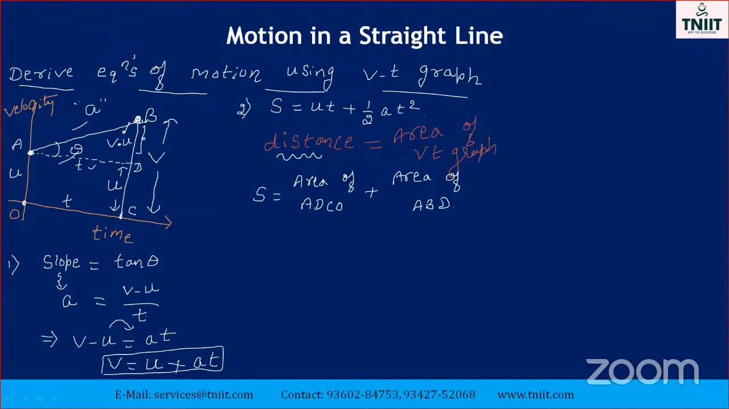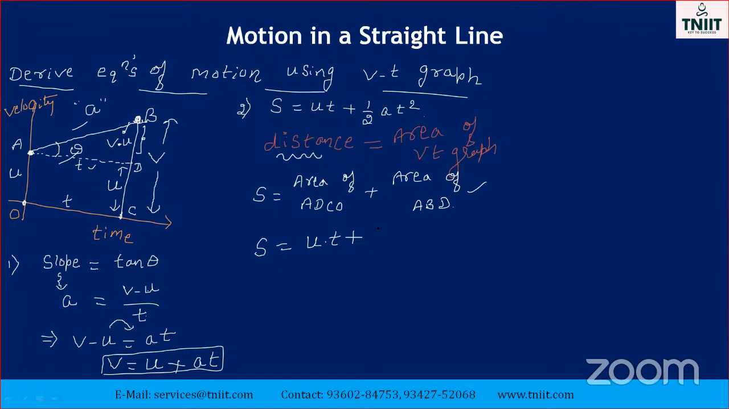So the distance covered in the VT graph is calculated by using the area. If you calculate the area under that velocity time graph, that area of the velocity time graph represents the distance. So here the distance is, you know that the area of the rectangle ADCO is length into breadth. So you can write it as U into T plus, you know, area of triangle.